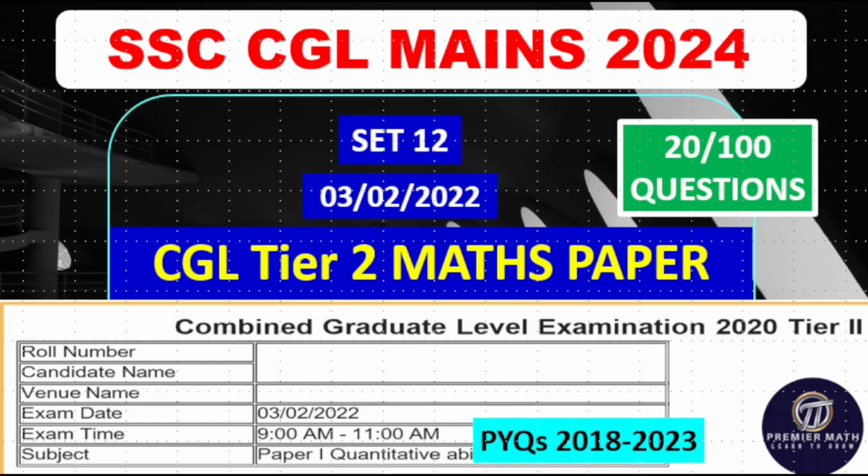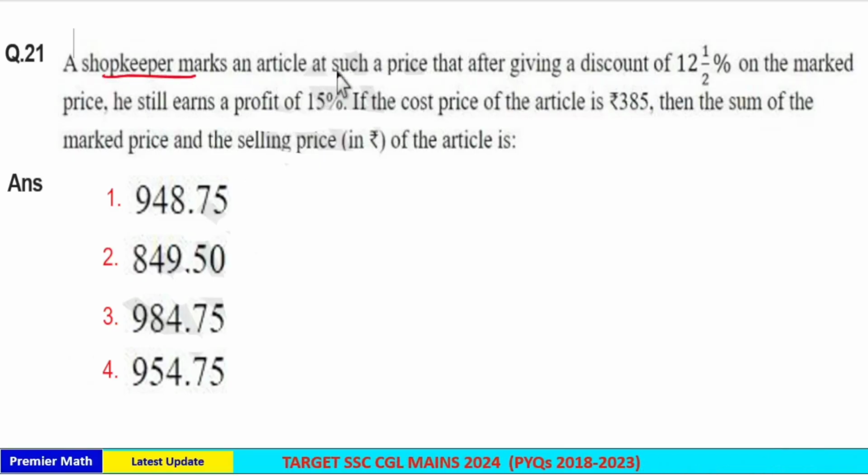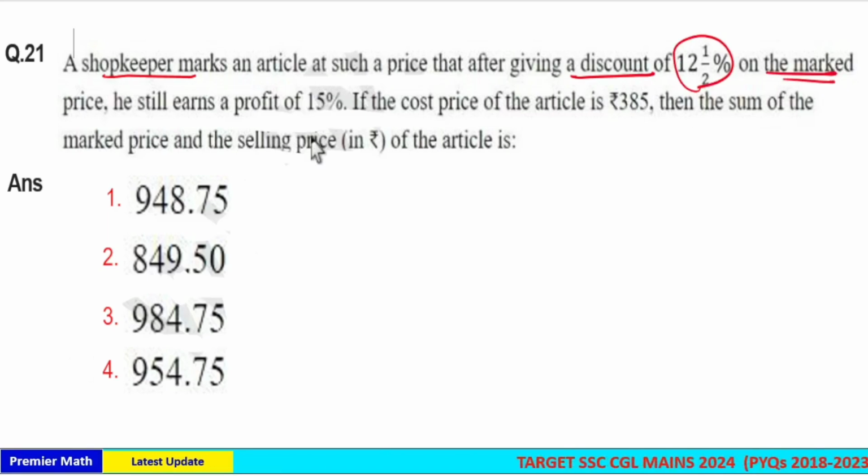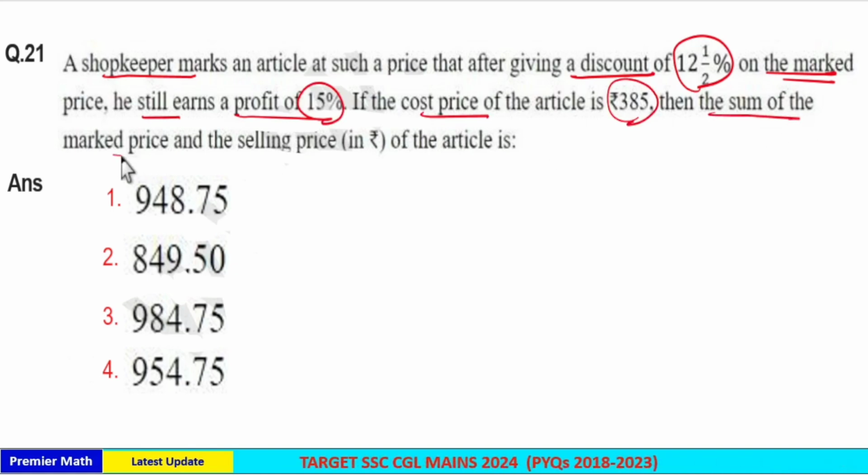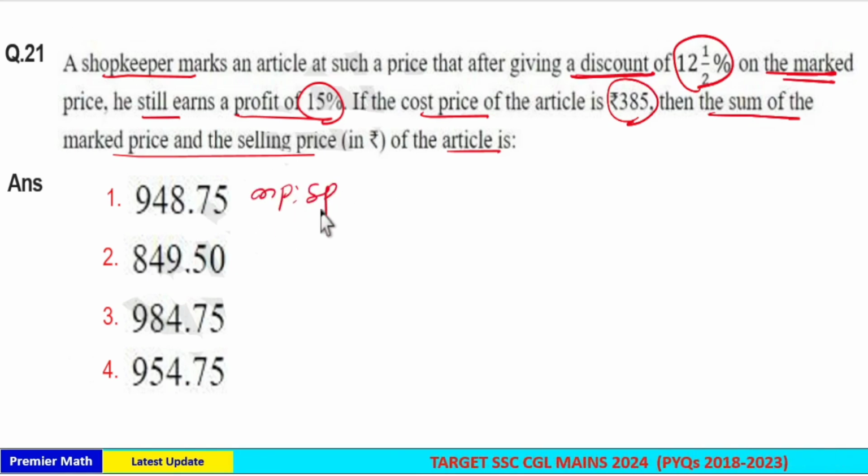Our first question is: a shopkeeper marks an article at such a price that after giving a discount of 12.5% on the mark price, he still earns a profit of 15%. If the cost price of the article is rupees 385, then the sum of the mark price and selling price of the article is. Here, this discount is on the mark price. So take the mark price and sell price ratio. After giving a discount on this mark price, he's selling it. So this is the sell price.